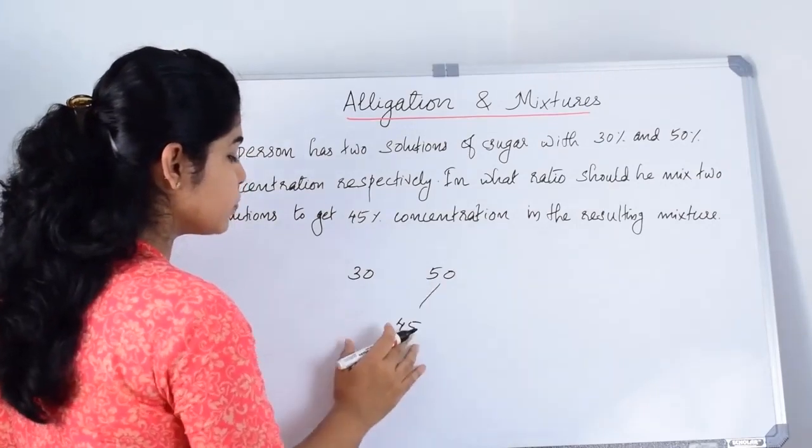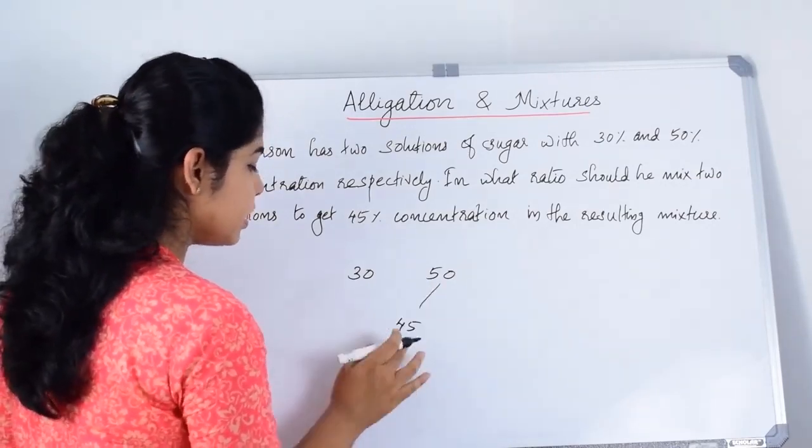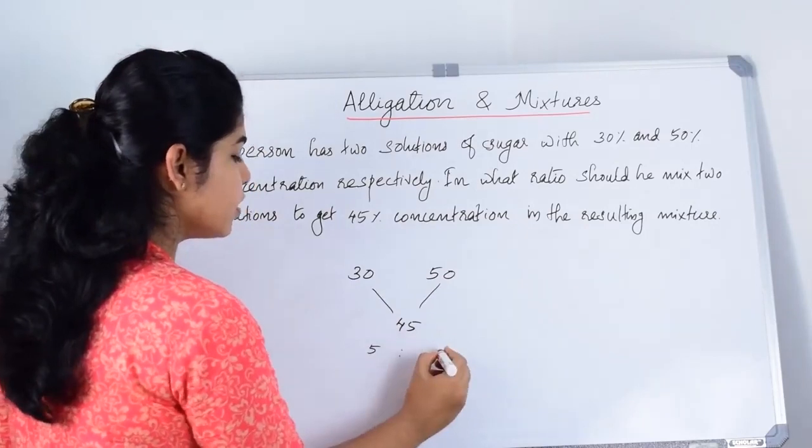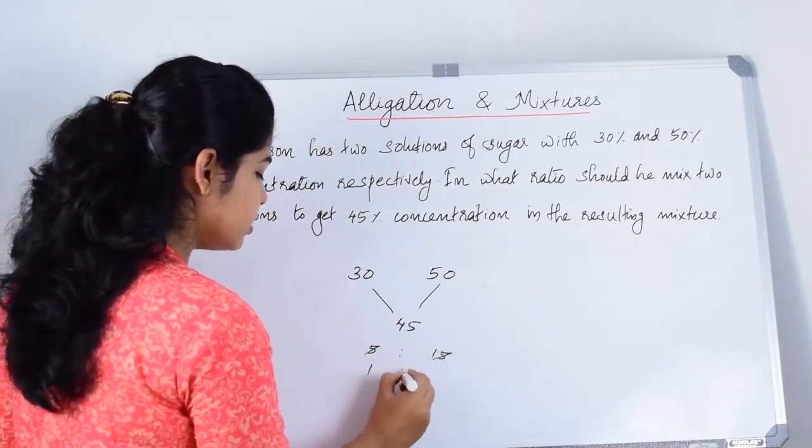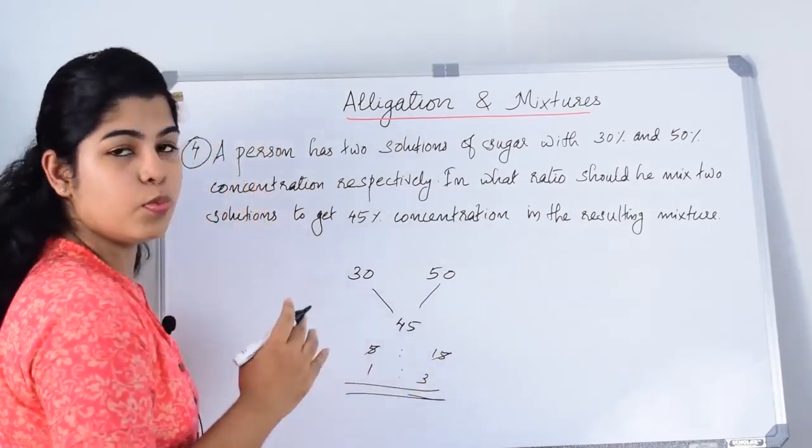So 50 minus 45 gives 5, then 45 minus 30 gives 15. By cancelling both sides with 5, we will get 1:3. So our answer is 1:3.